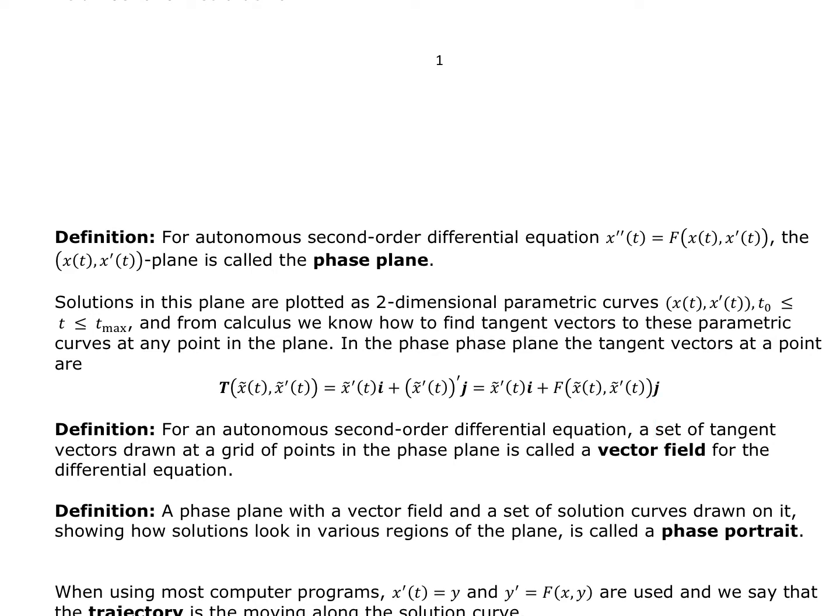For an autonomous second-order differential equation, a set of tangent vectors drawn at a grid of points is also called the phase plane. We call this a vector field, and we'll learn about that in our Calc 4 class this quarter. A phase plane with a vector field and a set of solution curves drawn on it, showing how solutions look in various regions of the plane, is called a phase portrait.